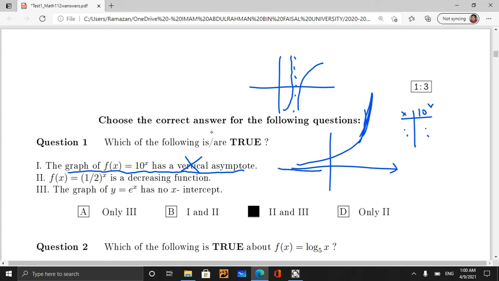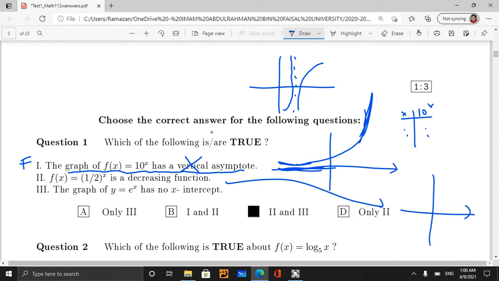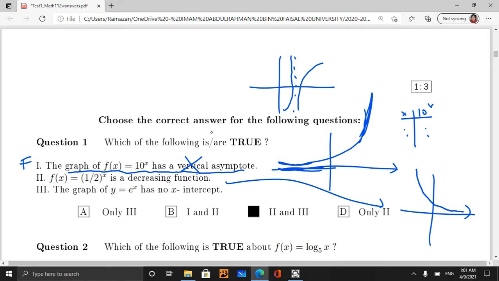It has indeed a horizontal asymptote. This is a horizontal asymptote. And this is false. So f of x equal to 1 over 2 to the x is a decreasing function. Now if we try to do the graph of it, it will be this way. It will be decreasing, so you can also see this by putting some values for x and making the table. It's a decreasing function. This is true.